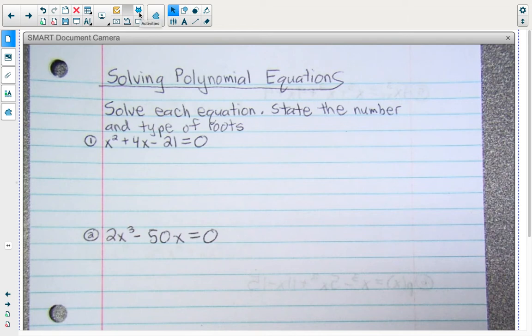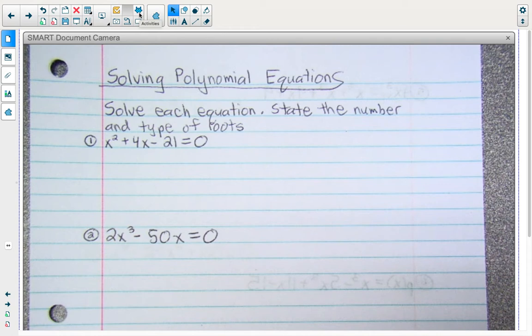Good morning. Today we're going to be solving polynomial equations. We're going to start with some polynomials that we are rather comfortable with working with, like x squared and x to the third power, and then we'll move on to x to the fourth and x to the fifth and things like that. We're going to see how many solutions we have.